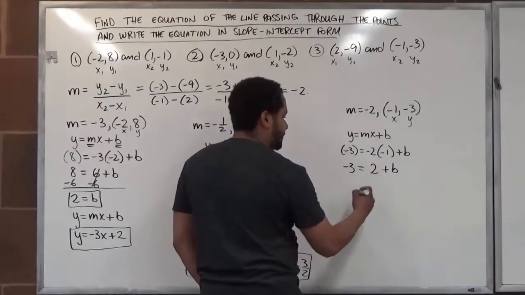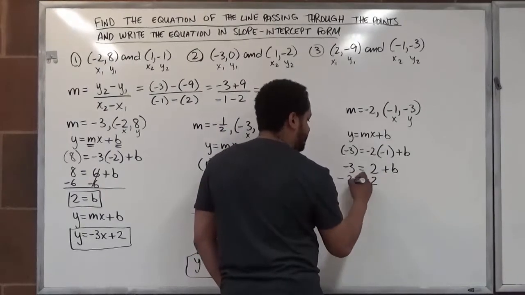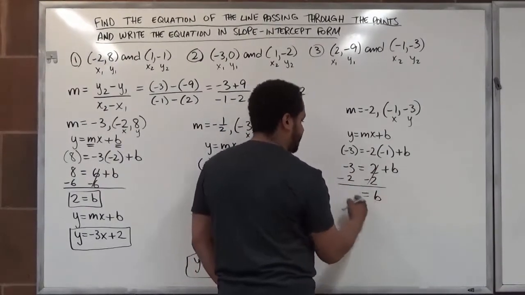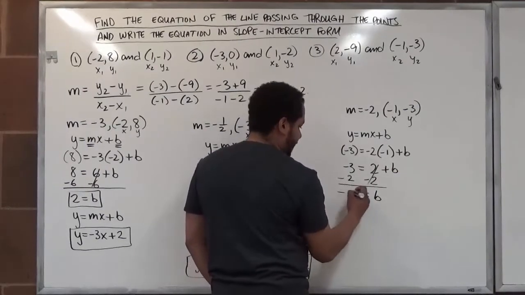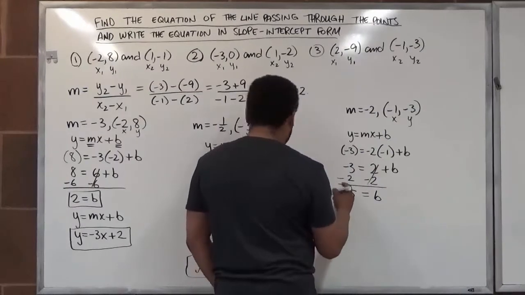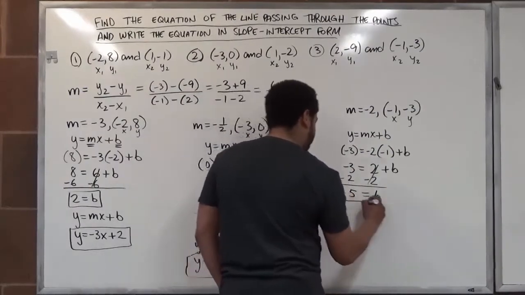Now let's solve for that b by subtracting 2 to both sides. So we can isolate that term. We have the b alone now on the right-hand side. On the left-hand side, 2 negatives add up to another negative, and we add the numbers to a 5. So our b term here is negative 5.